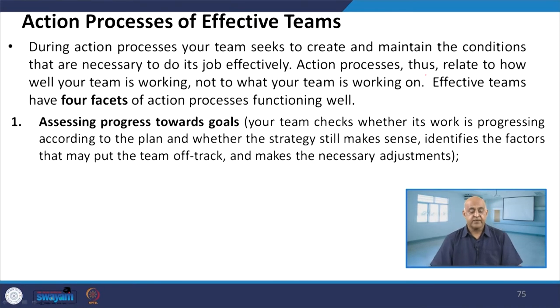Now, the action processes of effective teams. During action processes, your team seeks to create and maintain the conditions that are necessary to do its job effectively. Thus, they relate to how well your team is working, not to what your team is working on. Effective teams have four facets of action processes functioning well. Assessing progress towards goals: your team checks whether its work is progressing according to plan and whether the strategy still makes sense, identifies the factors that may put the team off track, and makes the necessary adjustments.